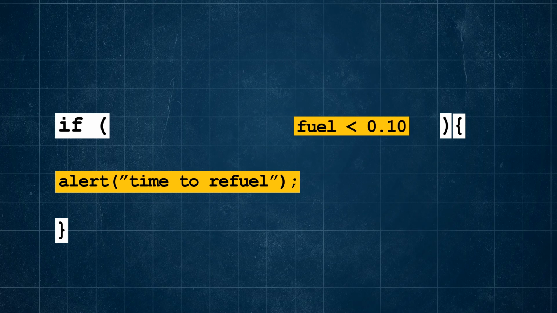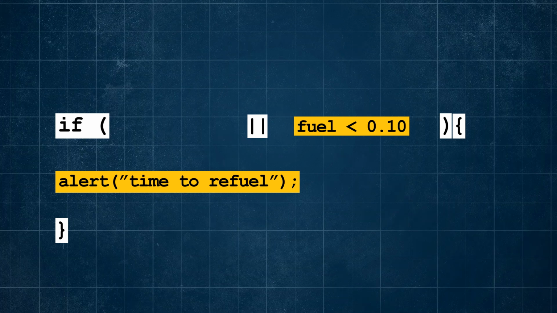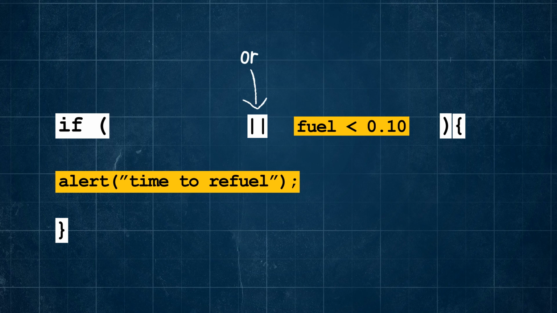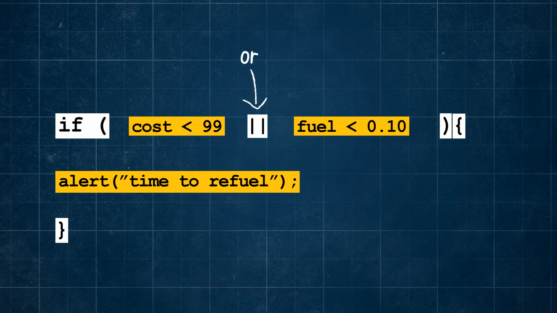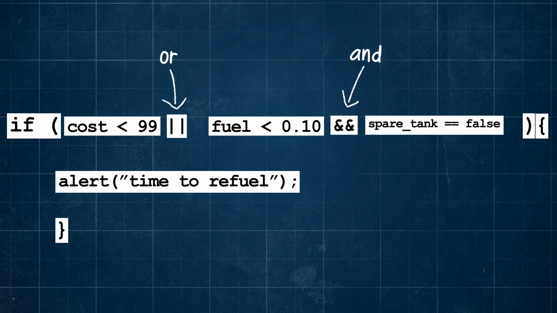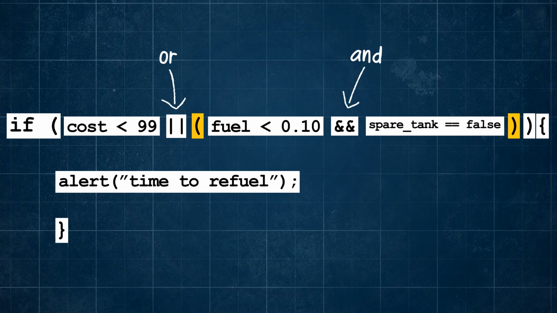Now the other operator is using two of the pipe symbols, and this is how we say or. For example, if our fuel tank is less than 10% or the cost of fuel is low, then alert that it's time to refuel. Using parentheses in our conditional also lets us group these questions together.